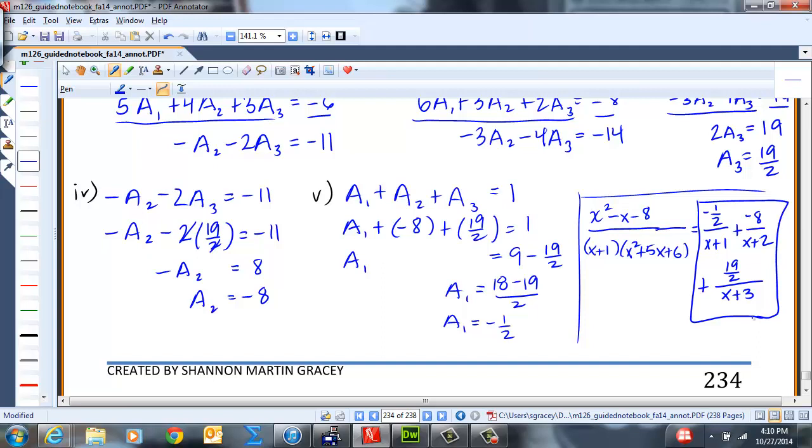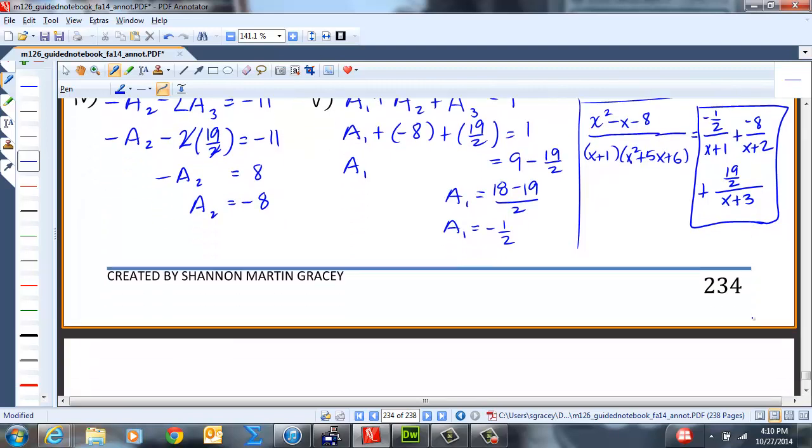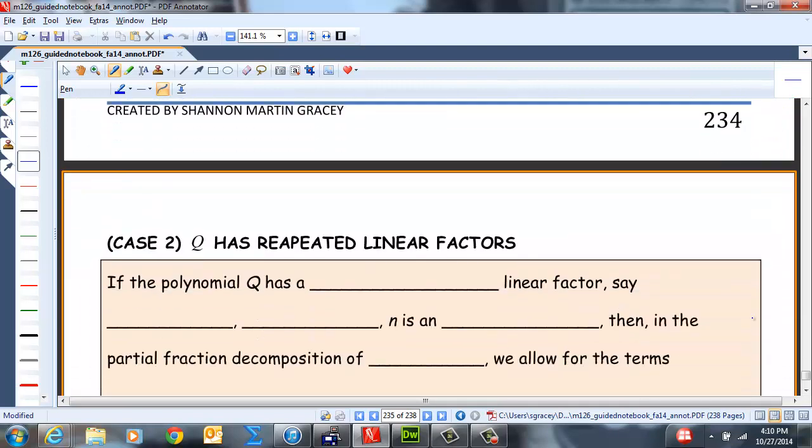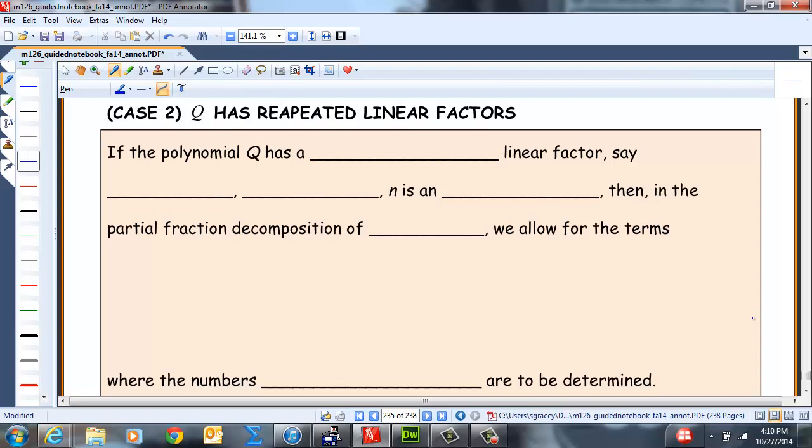Okay, so yeah, that one was a little bit of a meaner system of equations, but pretty soon you're going to have matrices where you can solve these pretty easily on a graphing calculator, so it won't be as bad to solve the system. All right, so what if you have repeated linear factors?